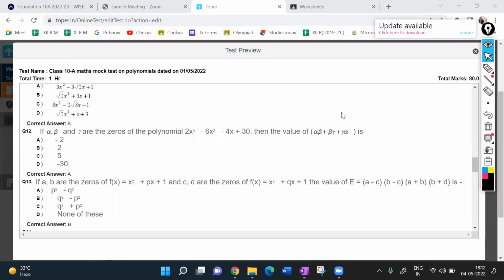Sir, for me only a few sums are left out. By tomorrow I'll solve them. Submit whatever you have done so far, and tomorrow you finish all the sums and post it. Okay. Okay, sir. What about others? Okay, Nitya.